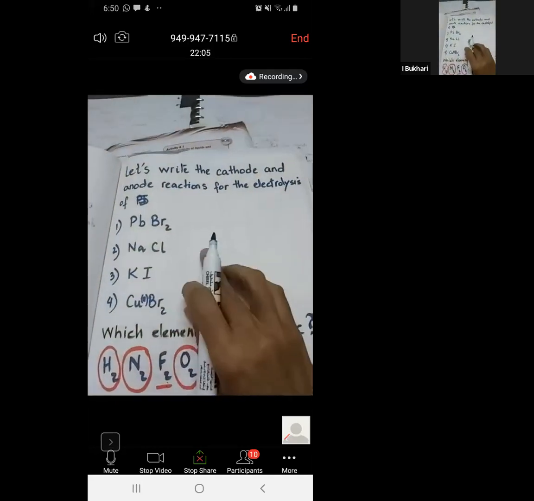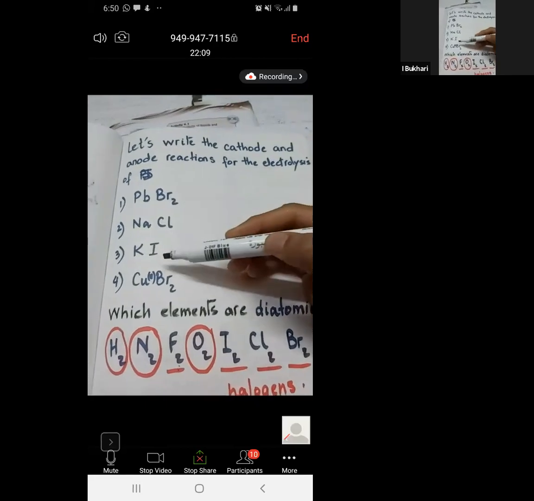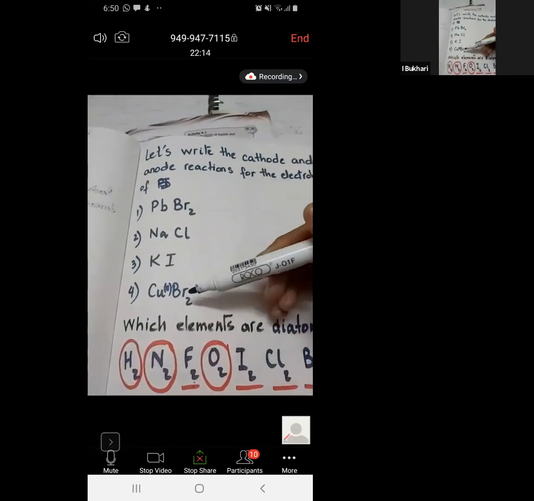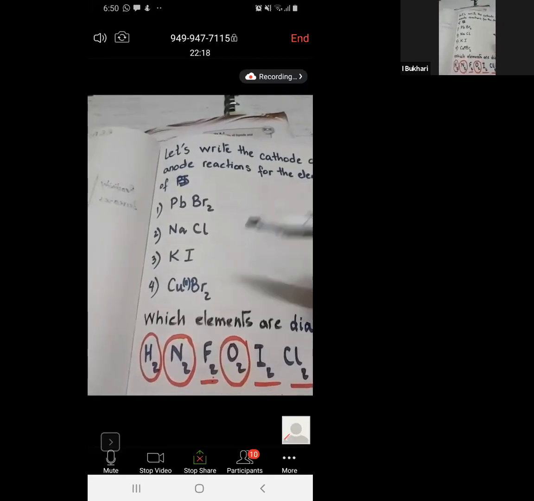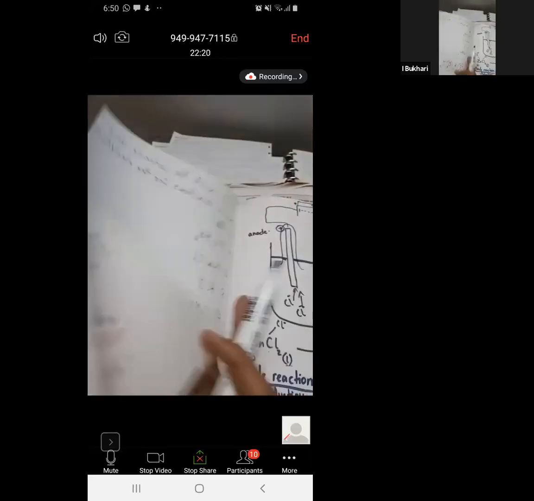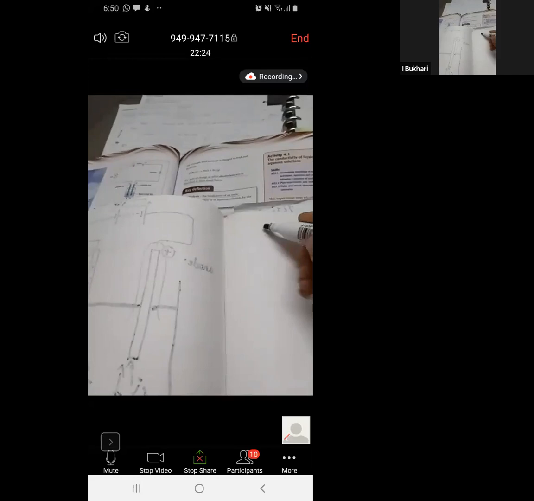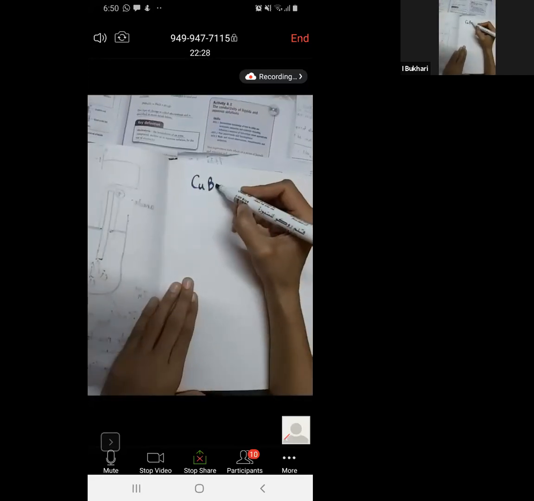Now, let's write the cathode and anode reactions for the electrolysis of these ionic compounds. Let's take copper bromide. It looks a little complicated. Let's just start with copper bromide. I took this from your book. First of all, we should know its formula.